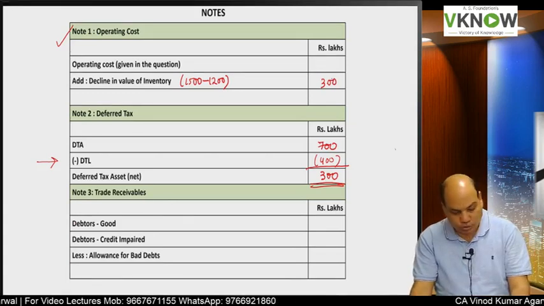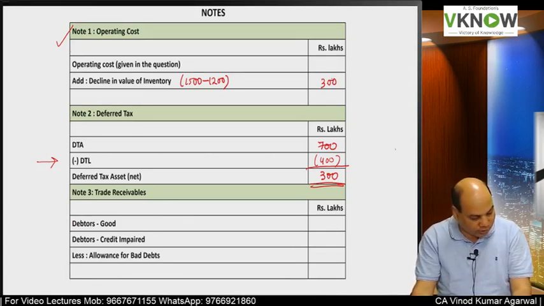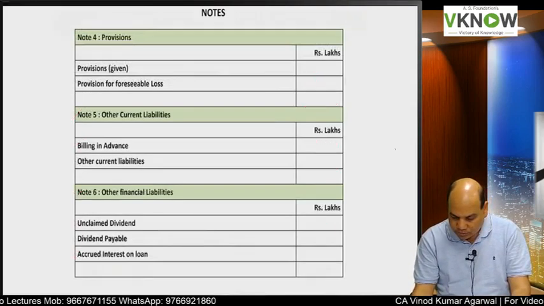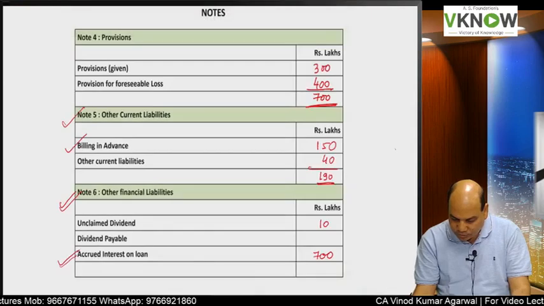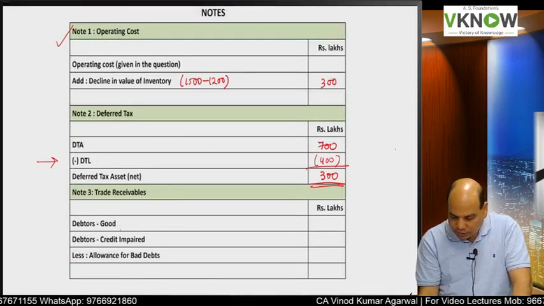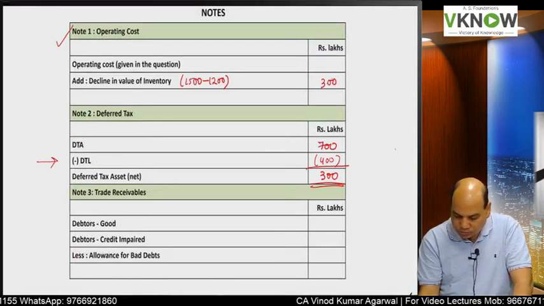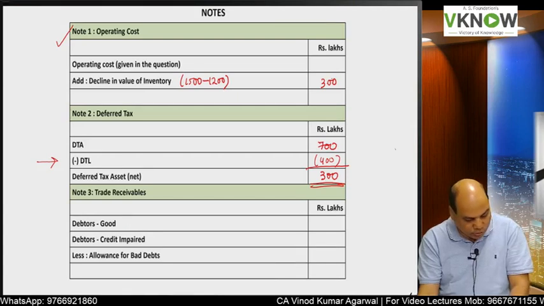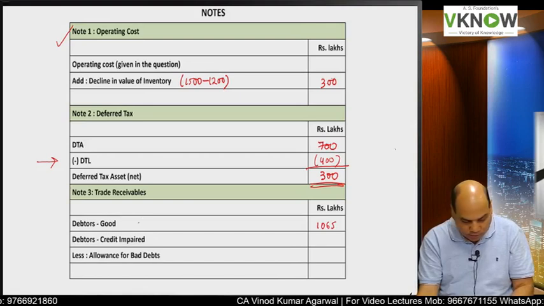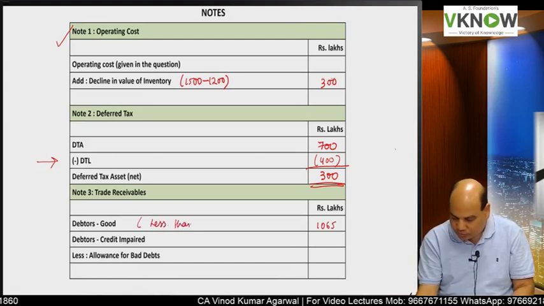Now I'll come back to next item, trade receivable. There is a note on trade receivable. What is that note number? 5. Trade receivable. Debtors considered good. How much is good? 1065. In bracket write down less than 6 months.